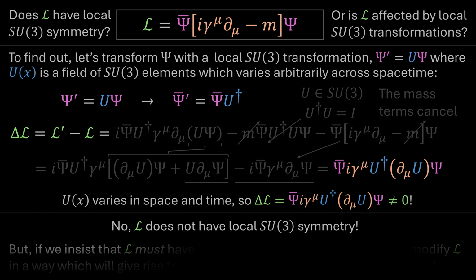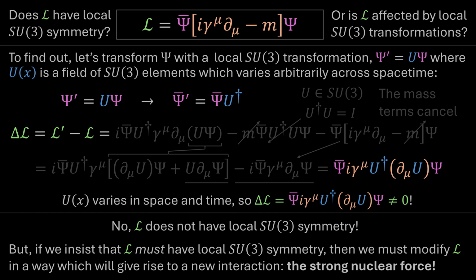And so this is why, if we insist that our Lagrangian must have local SU3 symmetry, then we're going to have to modify our Lagrangian in a way that will necessarily give rise to a new interaction, and that is the strong nuclear force. So that's what I mean by local SU3 symmetry is like a magic bean that when you plant it, it bursts forth magnificently into the strong force. Because if we take it as a constraint, as a first principle, as like this miracle that we're taking on faith, and then we say, okay, we're going to modify our model of physics in whatever way we have to satisfy this magical principle, then what you end up with is necessarily quantum chromodynamics.